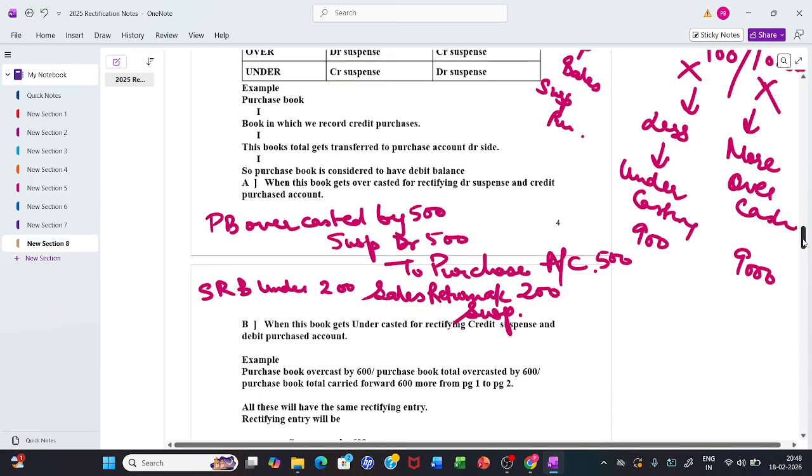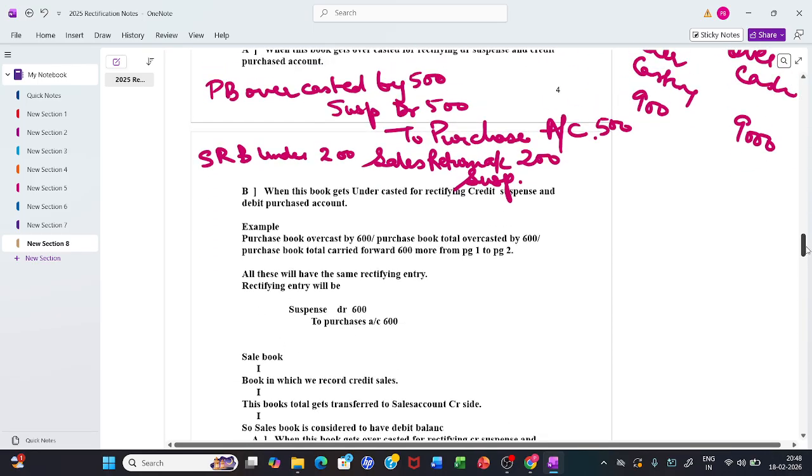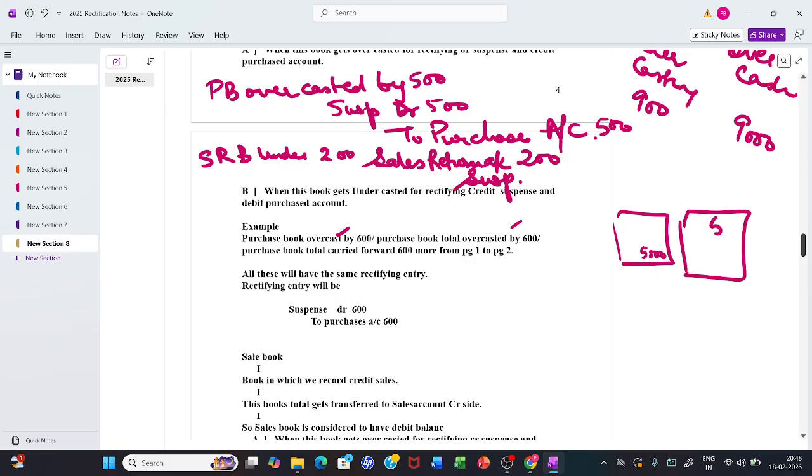Just to complicate it, sometimes they give the wording like this: purchase book, it could be overcasted by 500, or total of purchase book overcasted by this amount, or they can say purchase book carried forward 600 more from page 1 to 2. This was page 1, so this was 5000 rupees, but when you took it to next page, you took it as 5600 instead of 5000. So that means you carry forward 600 more. So there is overcasting of 600. In which book? Purchase book.